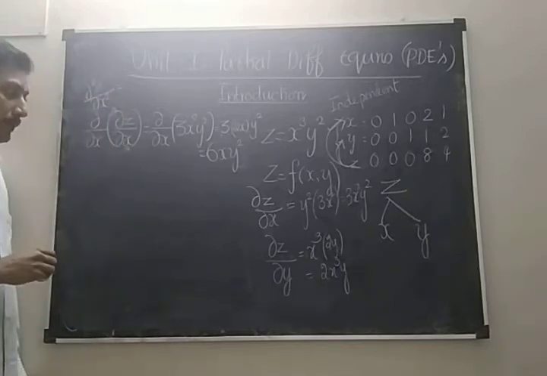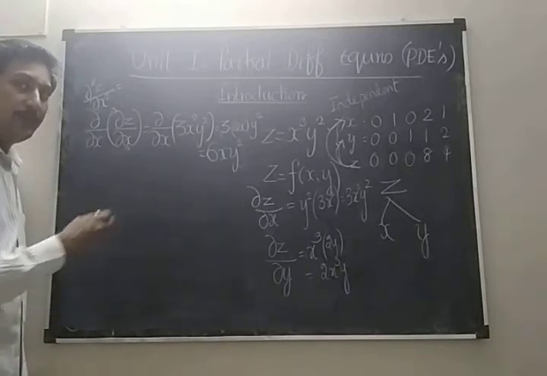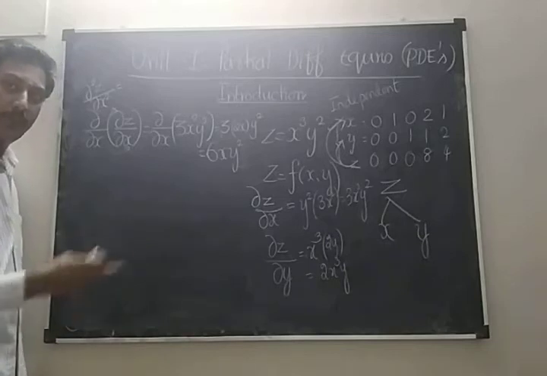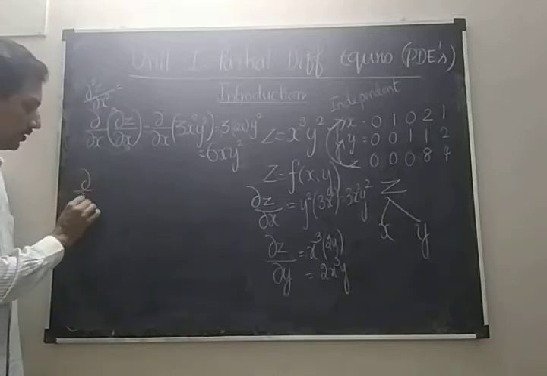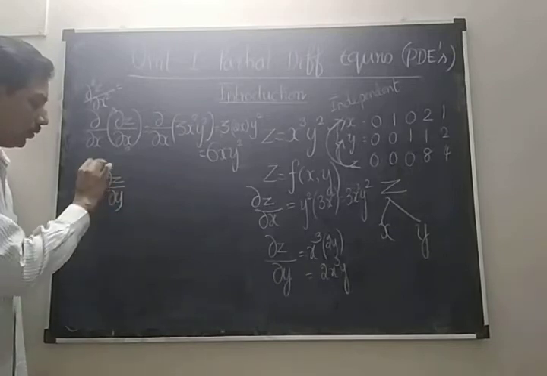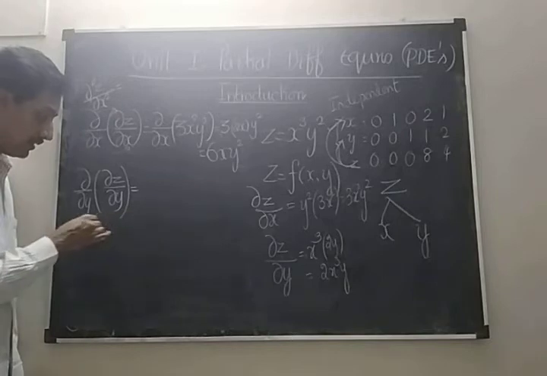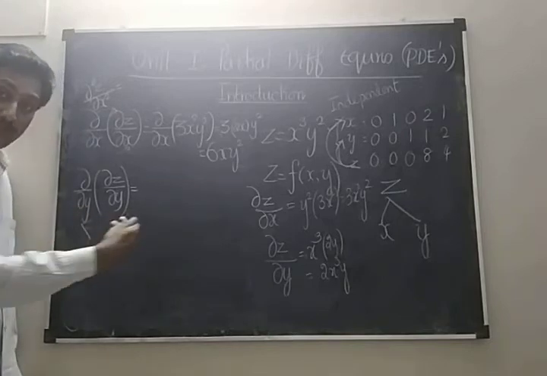Once again, I can do this x a second time. Can I try y the second time? Let us see. Dou by dou y of dou z by dou y. What's the meaning of this one? Second time, I can use this from right to left idea. Right to left. See that?